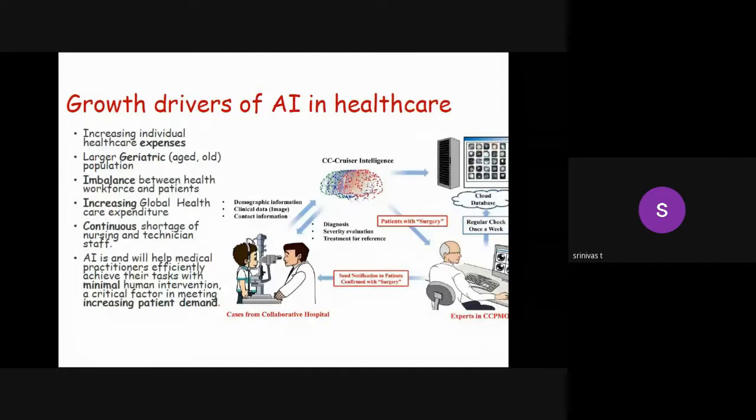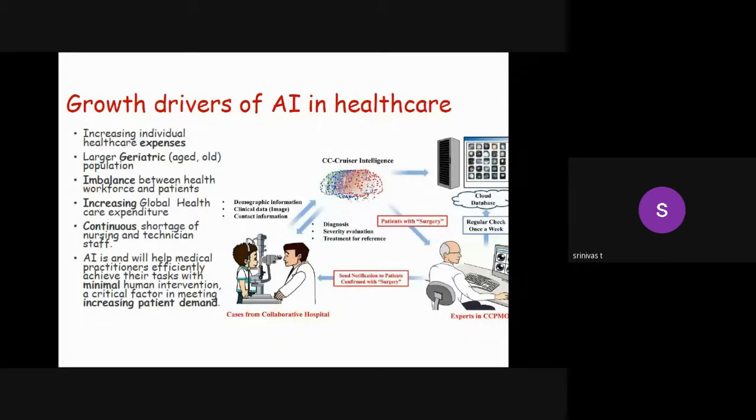What are the growth drivers? What are the motivating factors? The growth drivers of AI in healthcare include increasing individual healthcare expenses. Why are you going for AI? The first growth driver is that conventional medication and conventional treatments are expensive. Therefore, we are moving to AI-based approaches. Another is the large geriatric population. Geriatric is nothing but aged, old people. The database is increasing. Therefore, you have to go for AI.